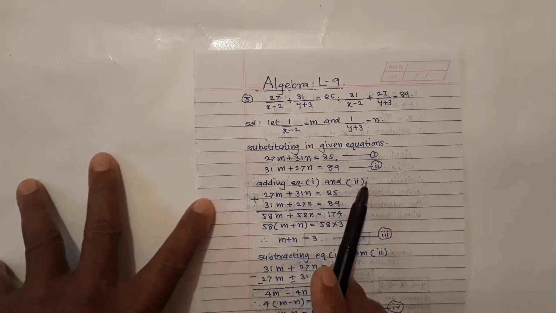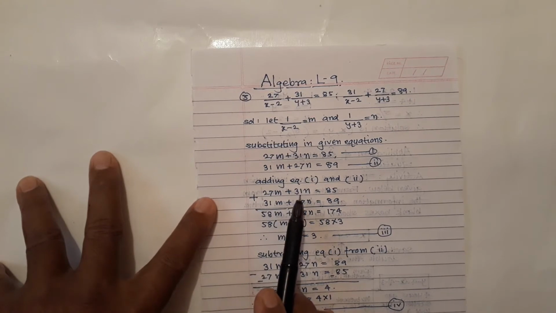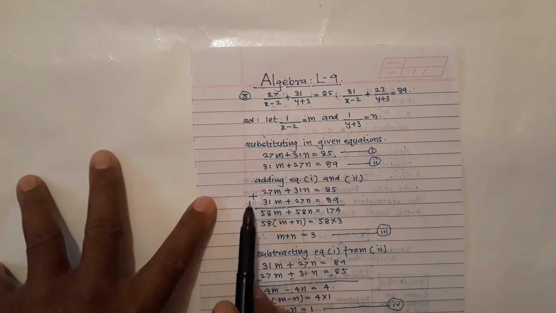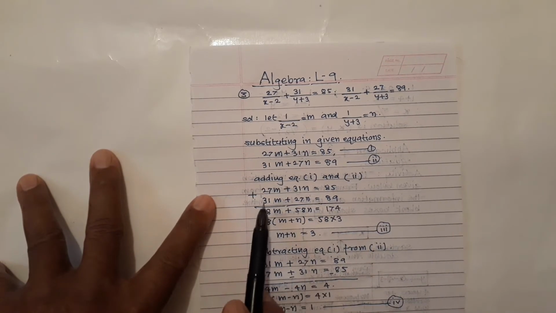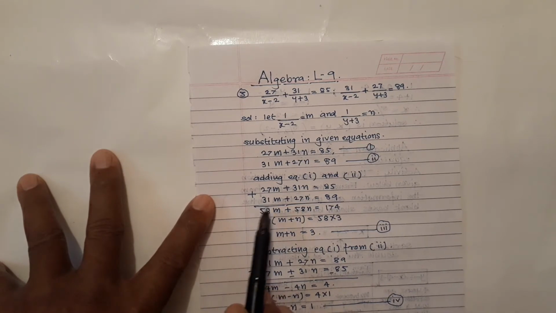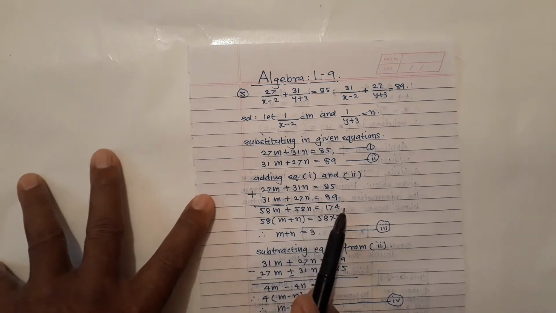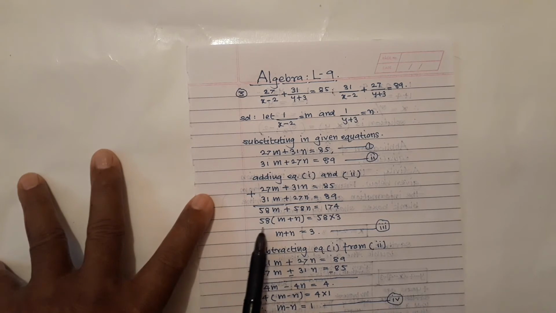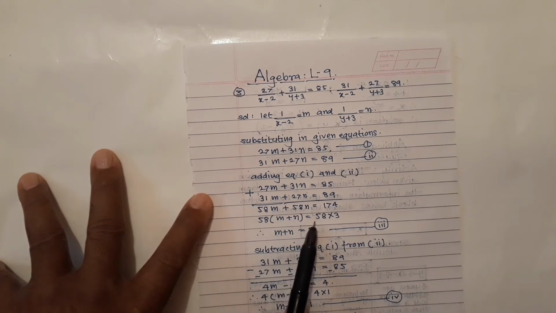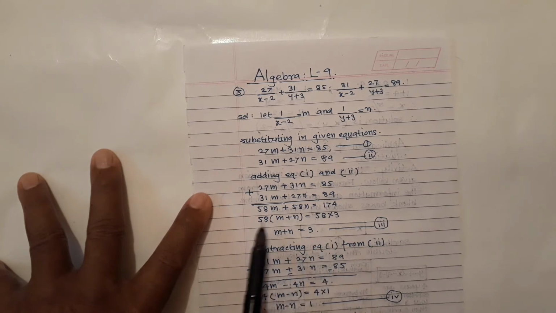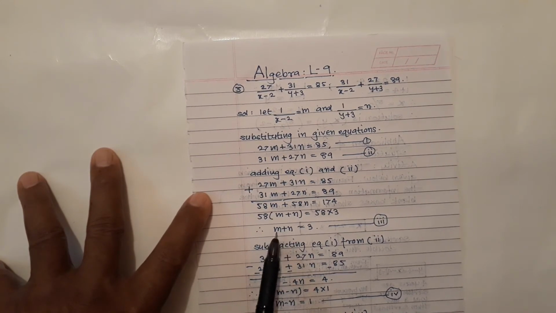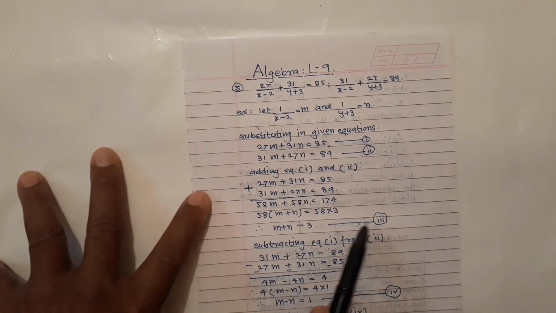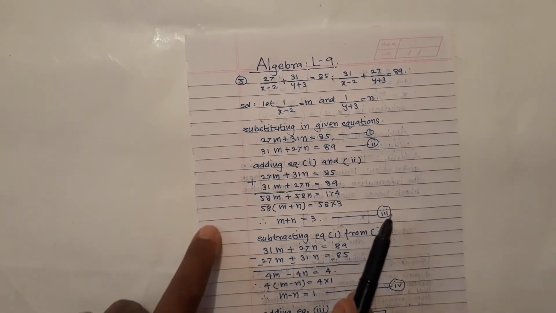Adding equation number 1 and 2, 27m plus 31n is equal to 85 plus 31m plus 27n is equal to 89. If you add these, 27 plus 31 is 58, so 58m plus 58n is equal to 174. Taking 58 common, 58 into bracket m plus n is equal to 58 into 3. 58, 58 get cancelled and you have a very simple equation m plus n is equal to 3. Suppose this is equation number 3.